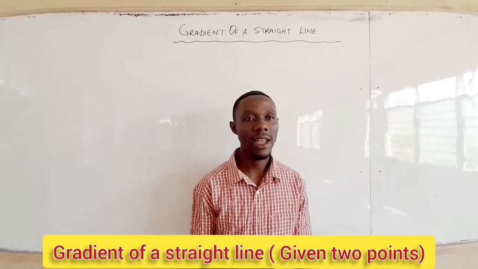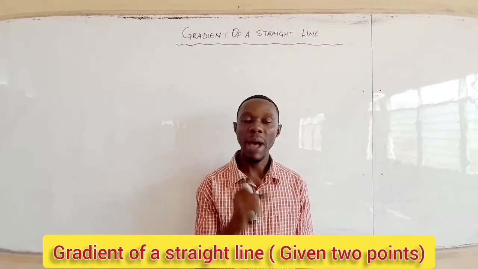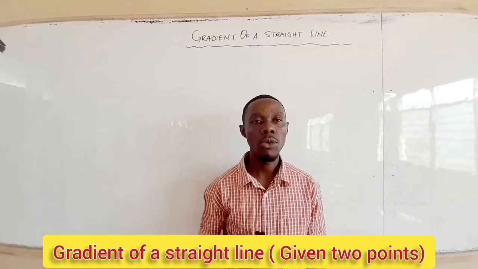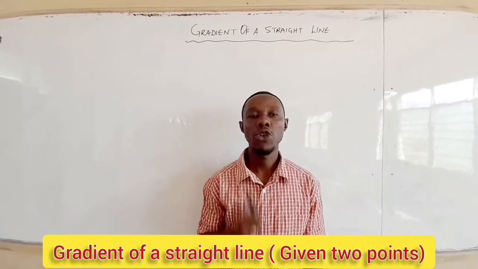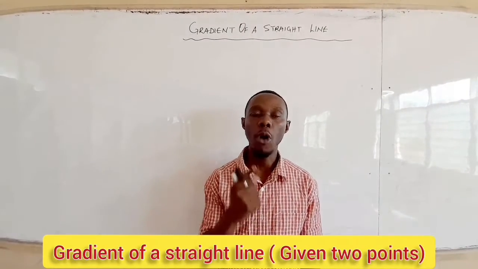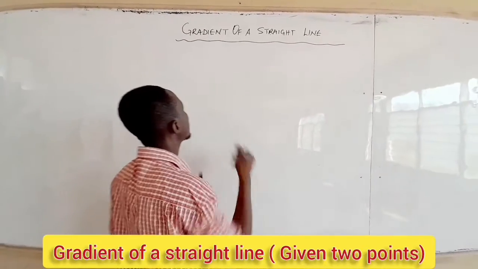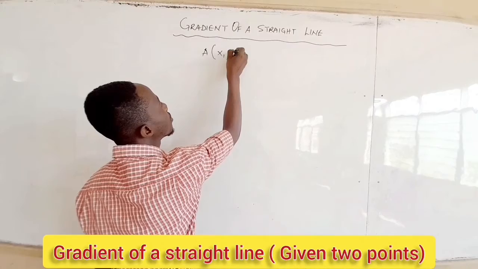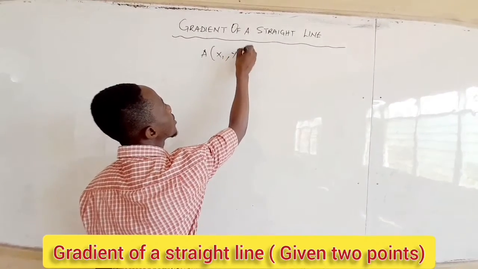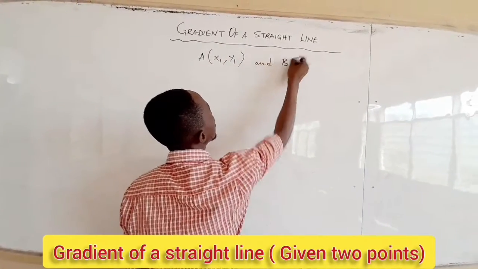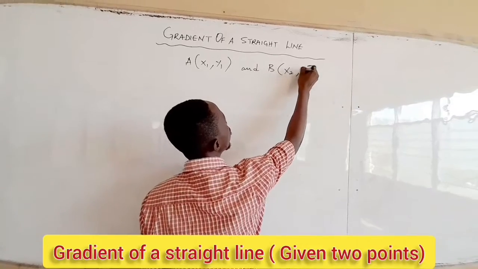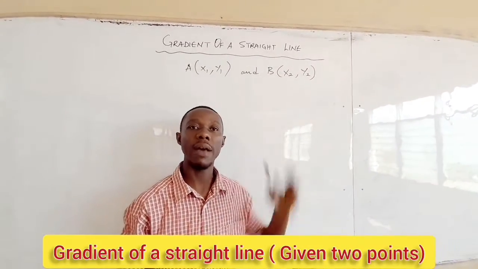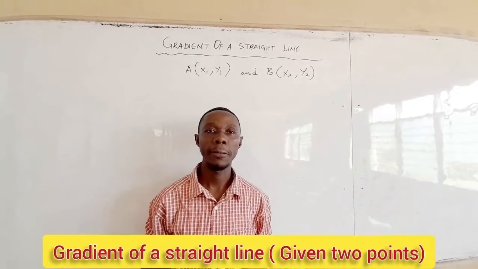Gradient of a straight line, or slope of a straight line passing through 2 points, is what today we are going to work example on. Suppose you are given points A, which is (x1, y1), and B, (x2, y2), and we are told to find the gradient passing through these points.